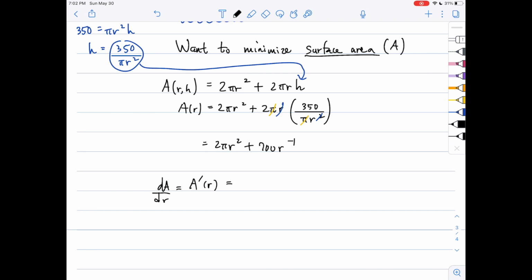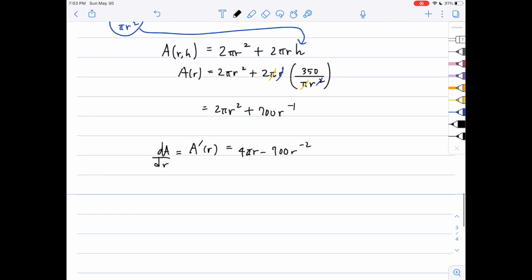Whichever way you use, we're going to find the derivative with respect to r. So 2 pi is just a constant. This is our variable of differentiation. So you could just bring the 2 down, so it'll be 4 pi r, and subtract 1 from the exponent. And then in the same way here, we're differentiating with respect to r. So just bring the negative 1 down and then subtract 1 from the exponent. Okay, so that's our derivative.